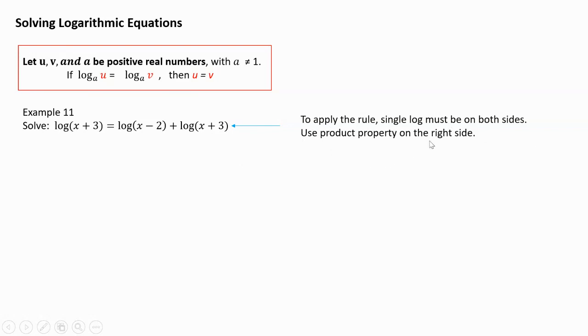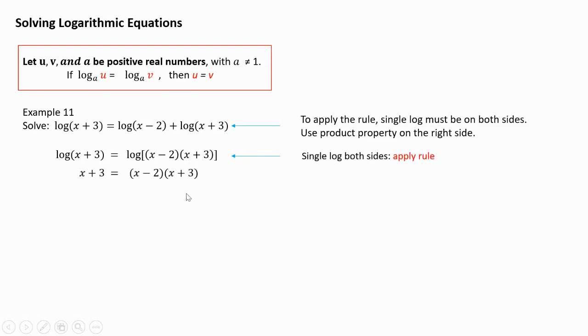Use the product property on the right side. So recall, guys, from the property from last week, this is called expanded form. So to put it into a single log, if it's plus, it's going to be the product. You multiply them. Now they're both the same log and the same base, log base 10 on both sides. So then we let the x plus 3 equal the x minus 2 times x plus 3. Apply the rule.